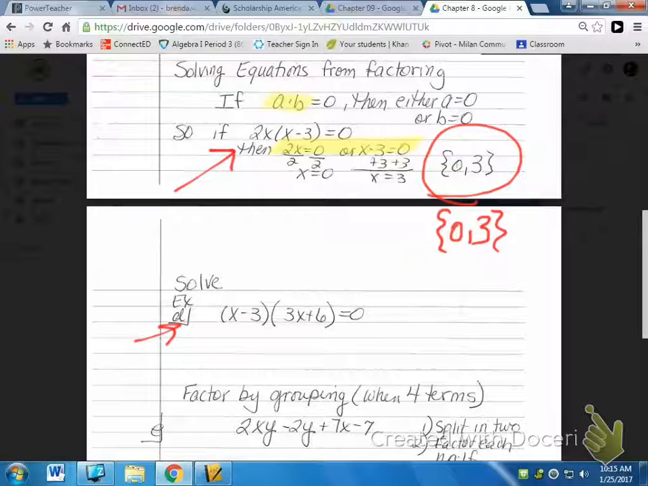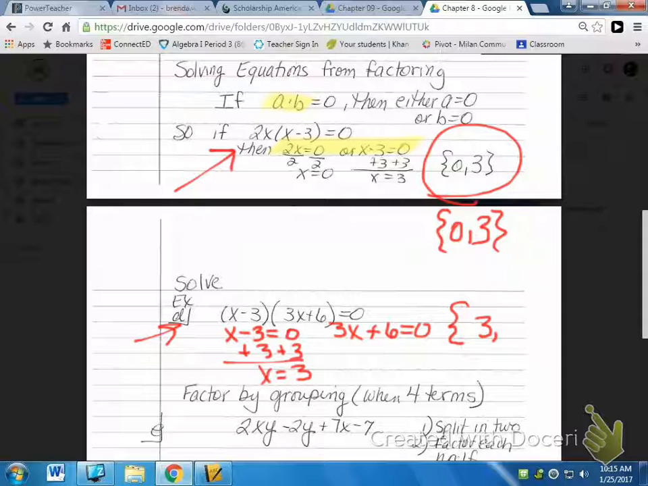So just for the sake of practice, let's say it's already factored. X minus 3 times 3x plus 6 is 0. So you would set both of these things equal to 0. And you solve them both. So I would add 3. So one of my answers is 3, and the other one, I subtract 6 and divide by 3. My other answer is -2.